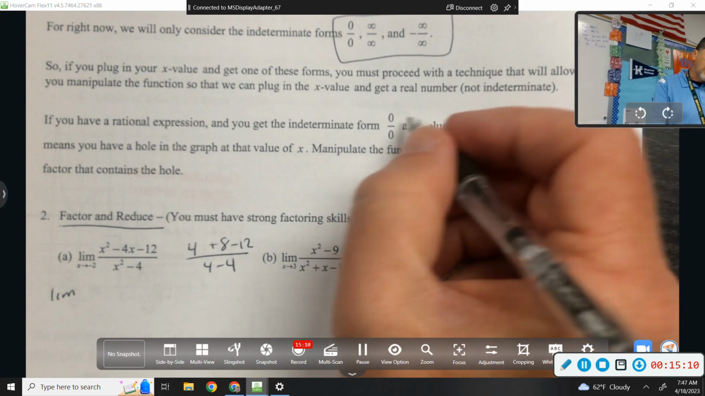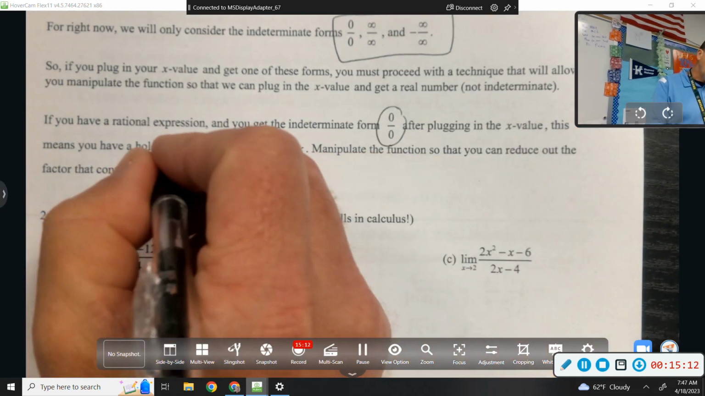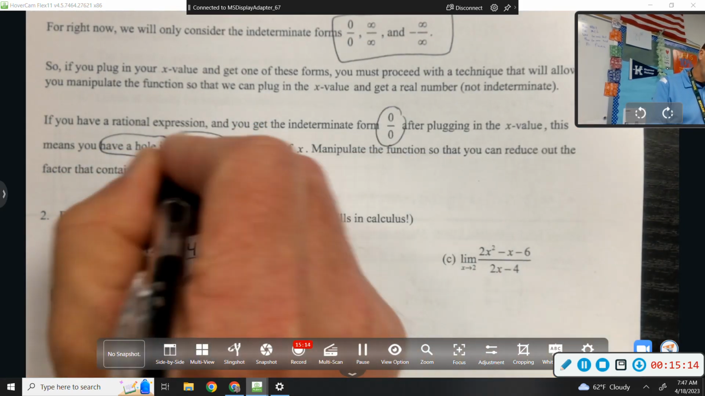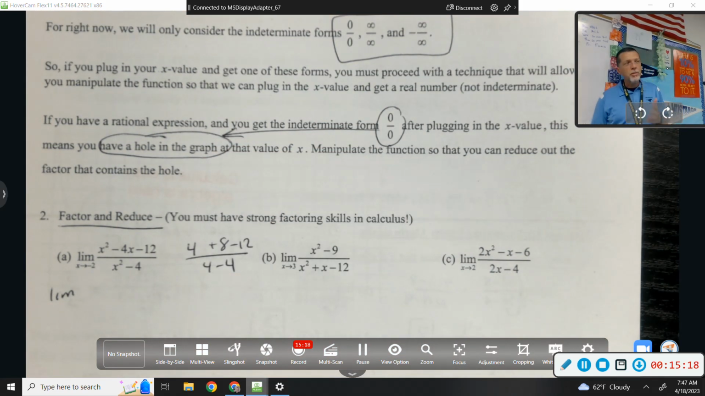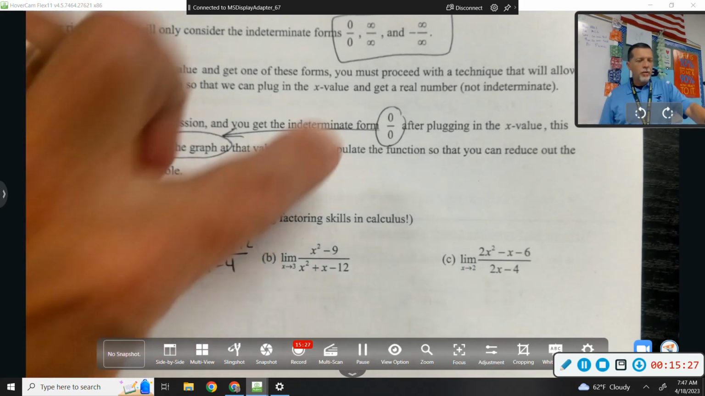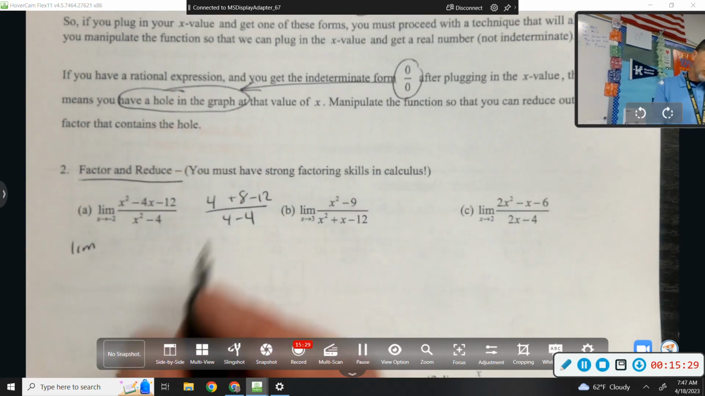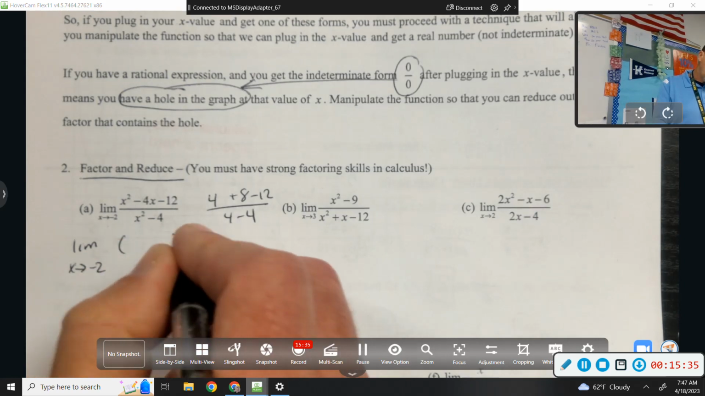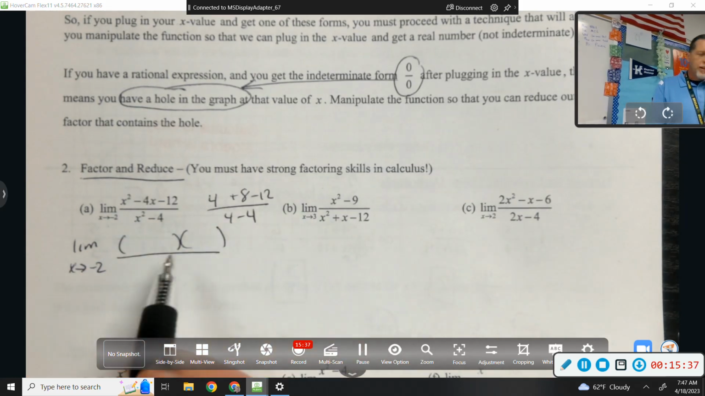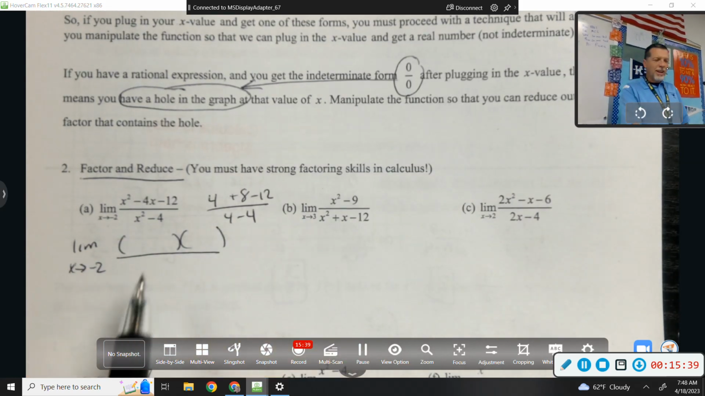Back up a second. If you get 0 over 0, that means there's a hole in the graph. And maybe that makes sense. We talked about that yesterday. If you factor it, if factors cancel, there's a hole. But if we don't cancel the factors, that would make a 0 over 0. So this graph has a hole at negative 2. Which, not that we need help factoring, but it can help us factor.